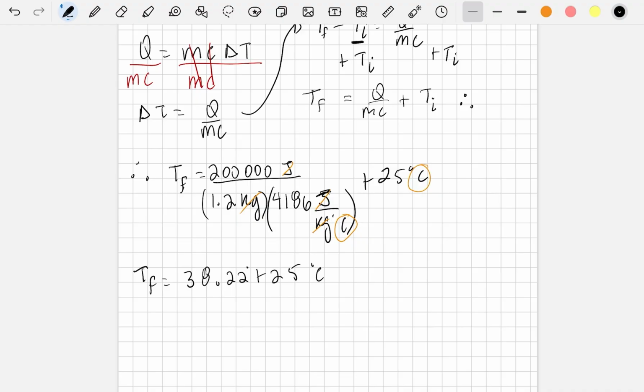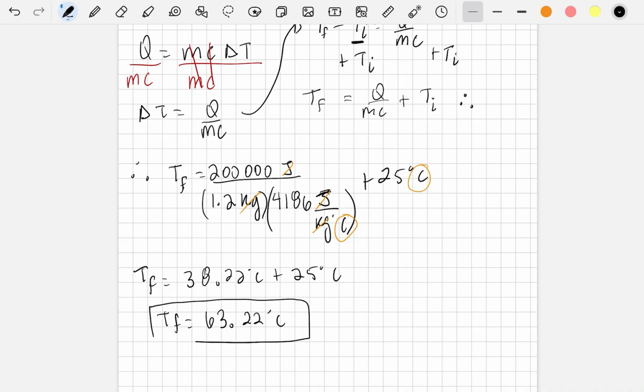I should have, let me correct this. Like I've said, always use all your units. So in this case, it's going to be 38.22 degrees Celsius plus 25 degrees Celsius. So if you add both of these, you should get about 63.22 degrees Celsius. Okay.